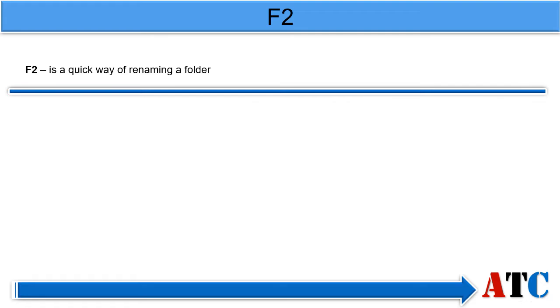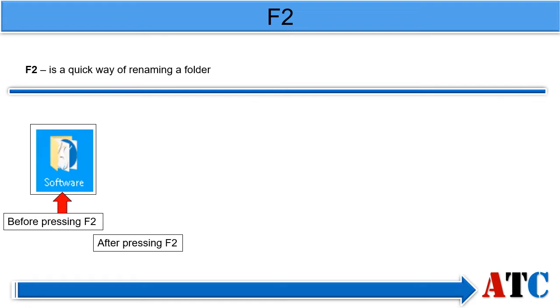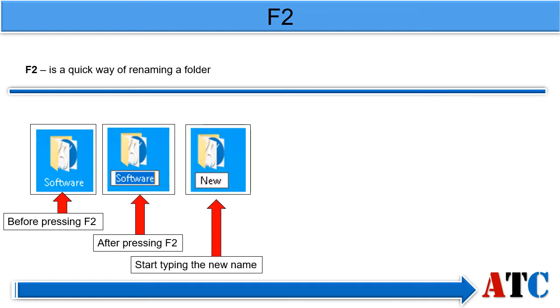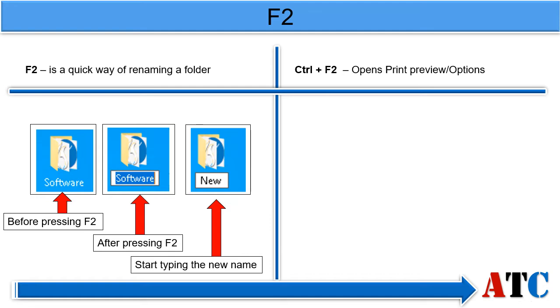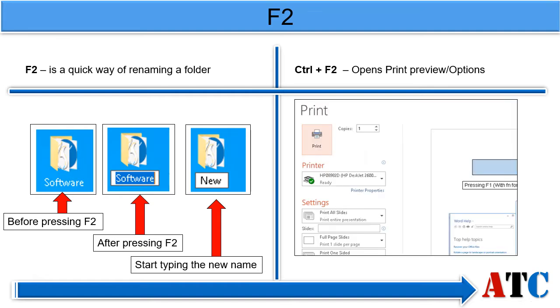F2 is a quick way of renaming a folder. Just click on the folder, press F2, and then start typing the new name. When in any Microsoft program, hold down your control button and press F2. This will open up the preview and options menu.